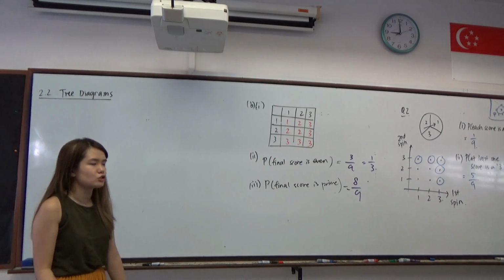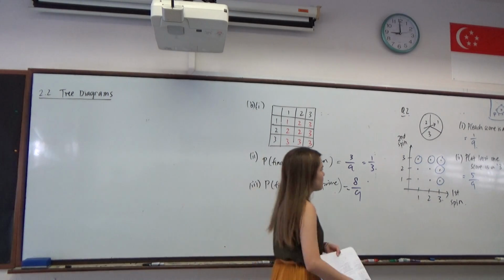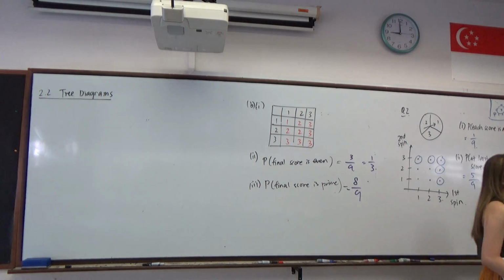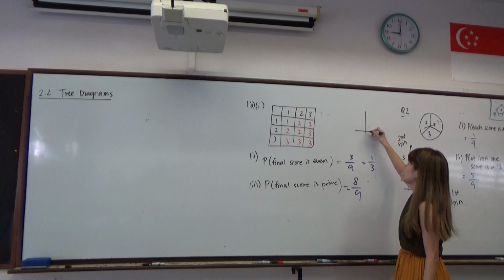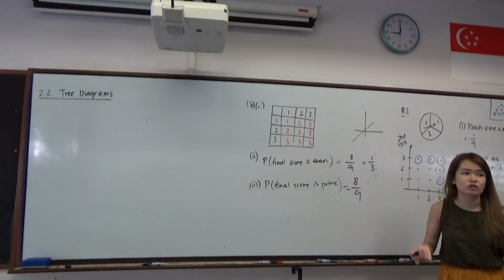Why do we need to use a tree diagram? Why isn't a possibility diagram sufficient already? This is not sufficient because there's only your horizontal and vertical axis. You can only consider 2 situations. What if I need to do a third spin? It's definitely not possible for me to start drawing x, y, and z axis. I cannot possibly draw a 3D diagram.